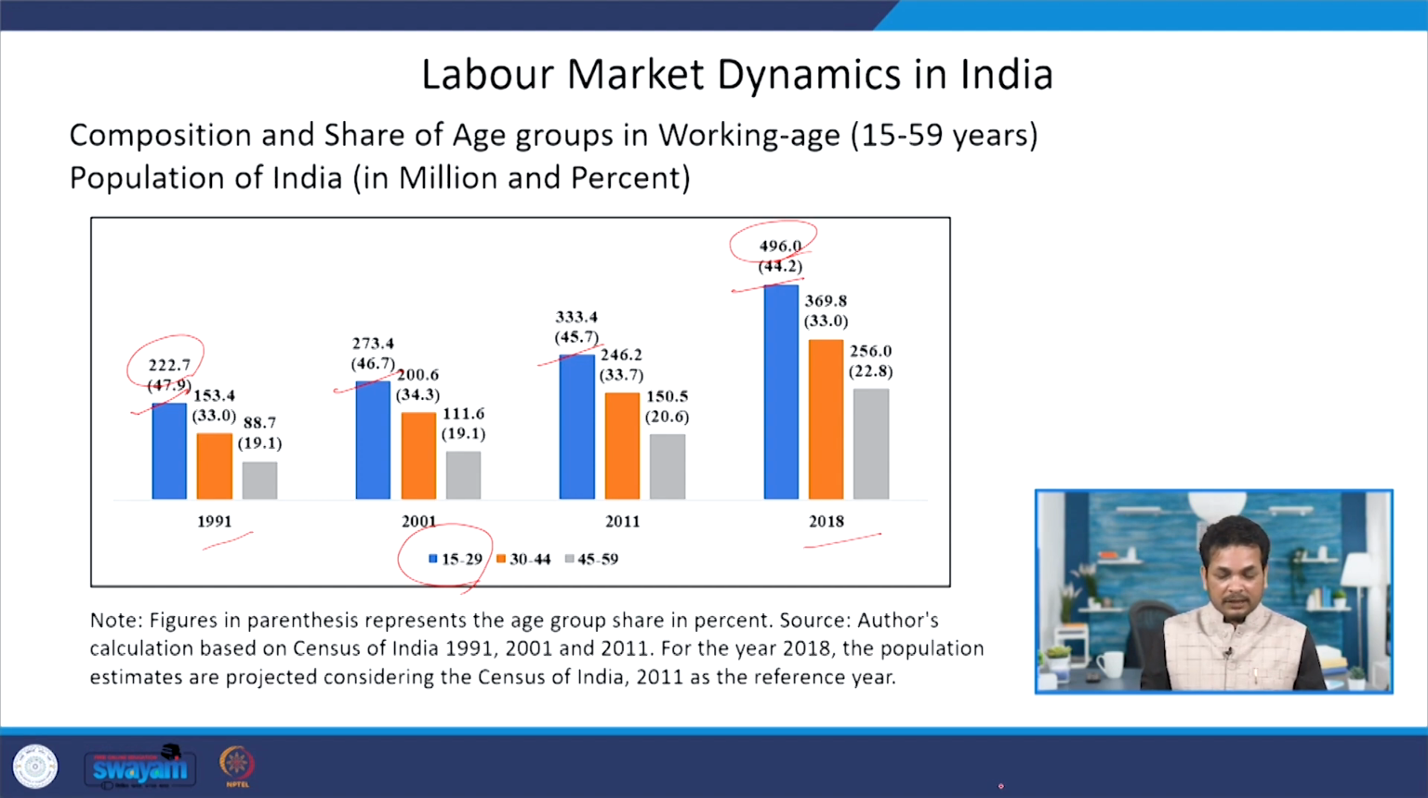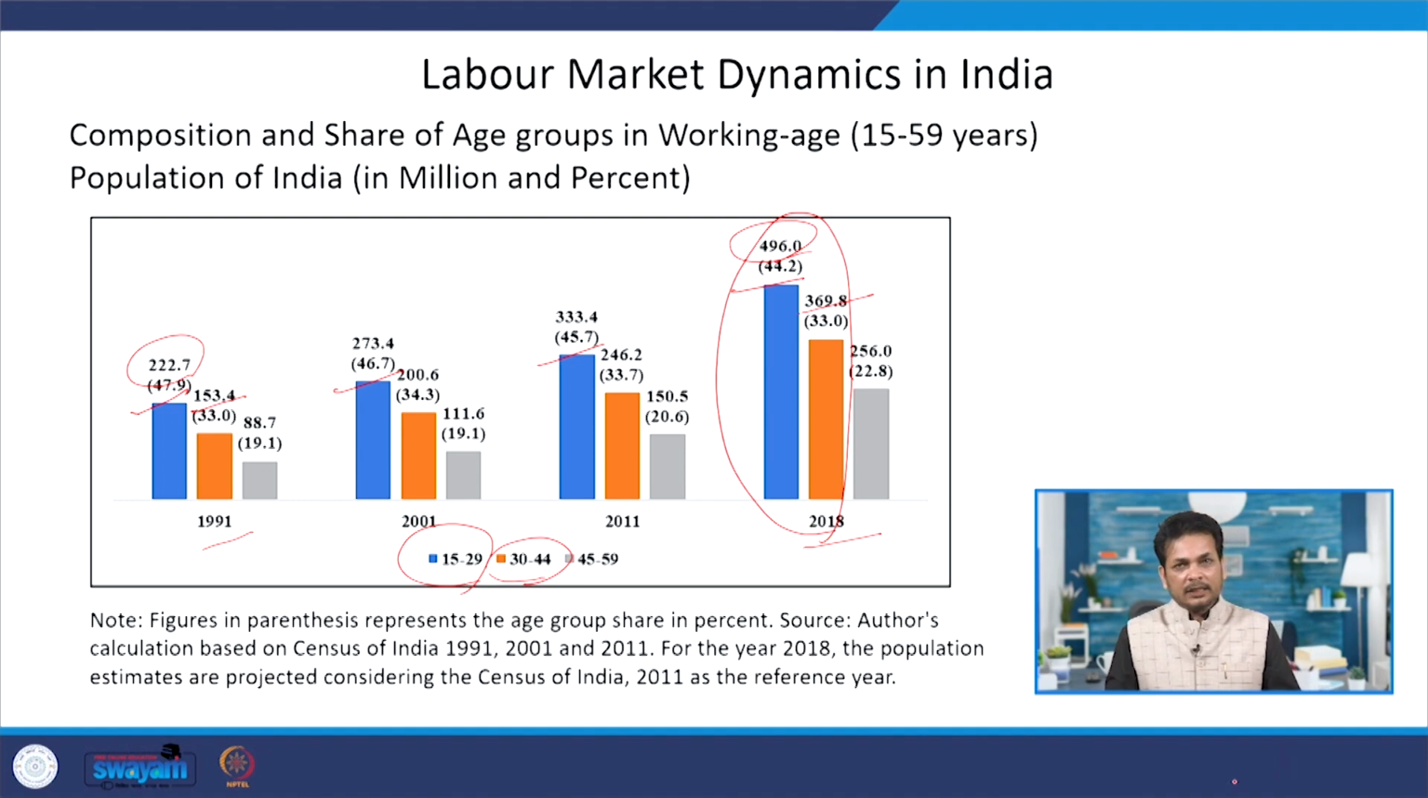Also, you can see the 30 to 40 age group has also increased from 153 to 369 million in number. And so, most of this working age population is within the 15 to 44 age group. So, this is the demographic structure. It has changed over the last 40 years, and mostly it has opened a demographic dividend window of opportunity for the Indian labor market.